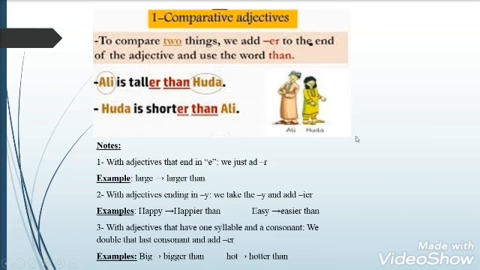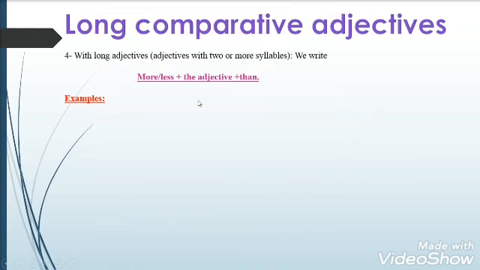Okay, the next one is very, very important. If I have a long adjective, a word with more than one syllable, please pay attention, this is very important. If the adjective is a long one, a word with two or more syllables, it is a long word. What do I do? Let's think of a word like beautiful.